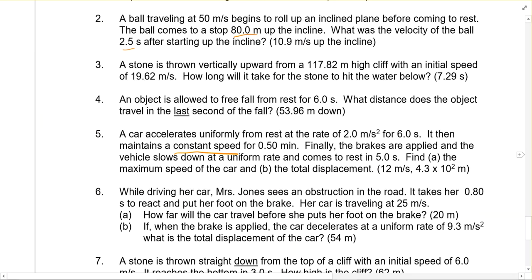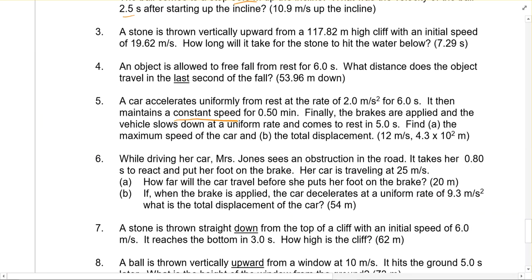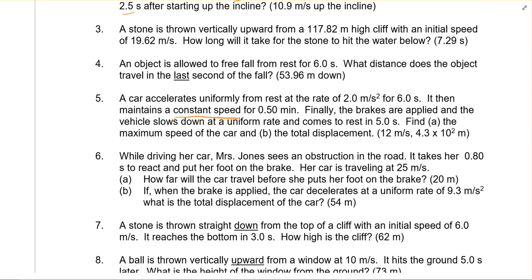It's number 9. I keep doing this. Lesson 9 is what I keep seeing. Number 5, this is a car. Oh, no. Sorry, number 6. While driving her car, Mrs. Jones sees an obstruction in the road.